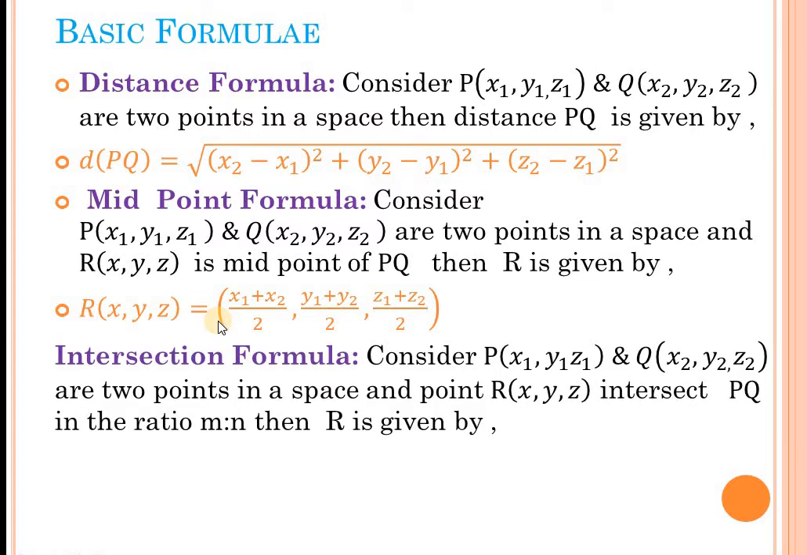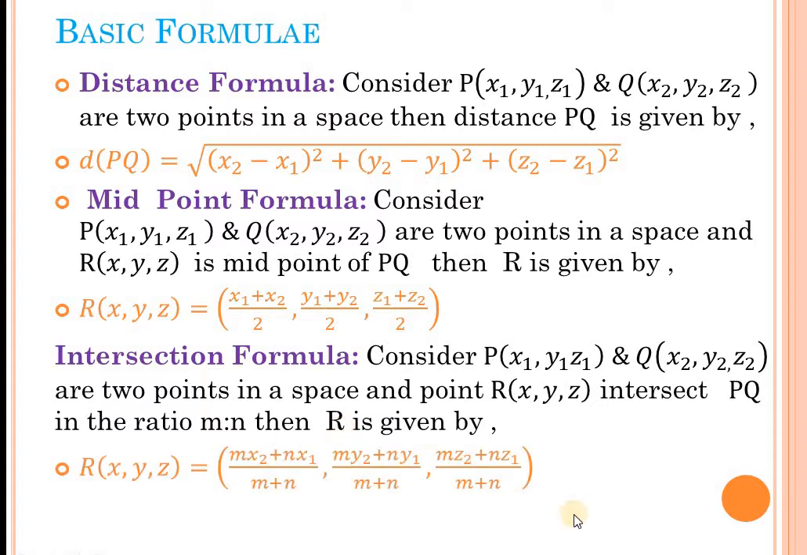Now, the section formula. Consider P(x1, y1, z1) and Q(x2, y2, z2) as two points in space, and R divides the line segment PQ in the ratio m:n. The coordinates of point R are given by (m x2 plus n x1) upon (m plus n) for x, the y coordinate (m y2 plus n y1) upon (m plus n), then (m z2 plus n z1) upon (m plus n). So see the section formula.